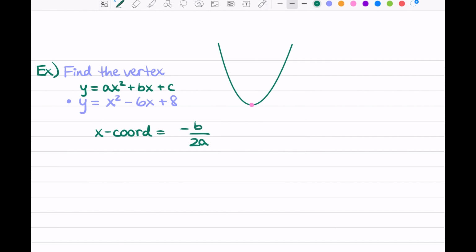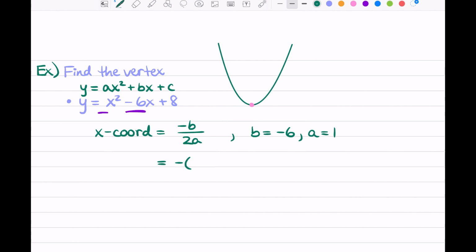All right, we have an equation to find the x-coordinate of the vertex, and that is negative b over 2a. And if you're wondering where this equation comes from, it's kind of complicated. If you're interested, I'll include a video in the bonus material playlist showing where this equation comes from. But for now, we'll just use it to get to our vertex. And we know that our b here is negative 6, and our a is 1. So we can plug those into the equation.